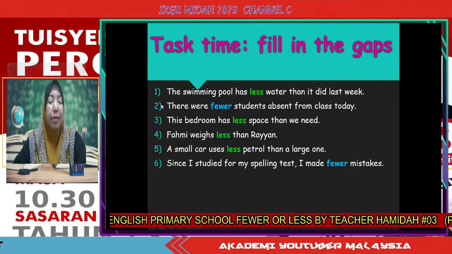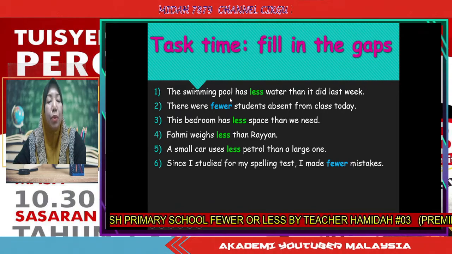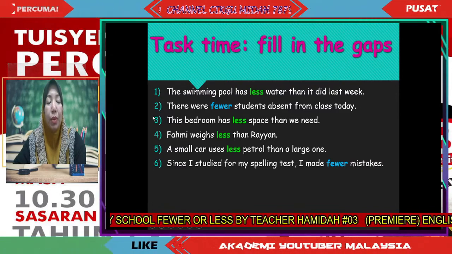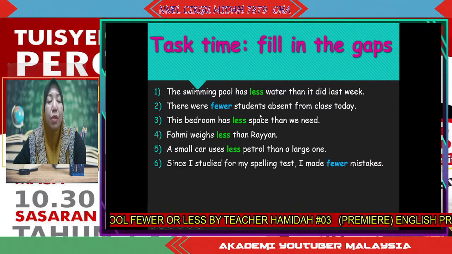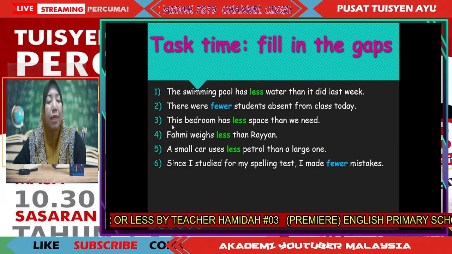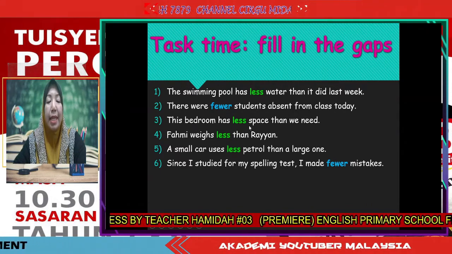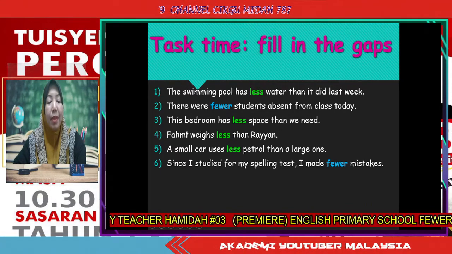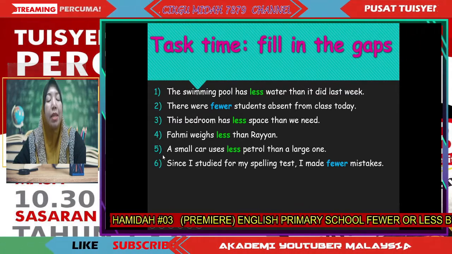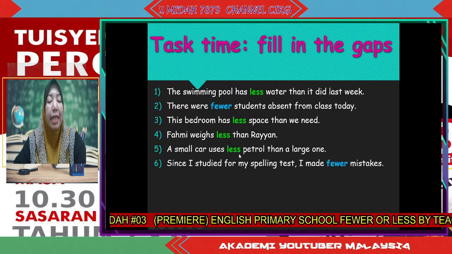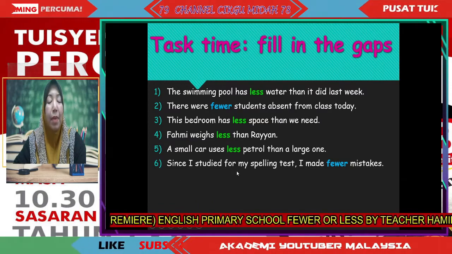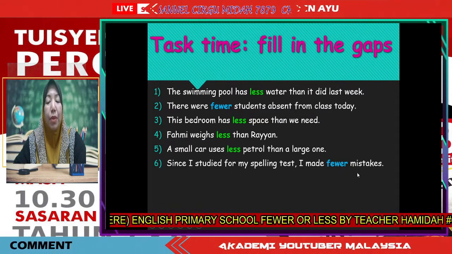Let's repeat again. For number 1, the swimming pool has less water than it did last week. Number 2, there were fewer students absent from class today. Number 3, this bedroom has less space than we need. Number 4, Fahmi weighed less than Ryan. Number 5, a small car used less petrol than a large one. Number 6, since I studied for my spelling test, I made fewer mistakes.